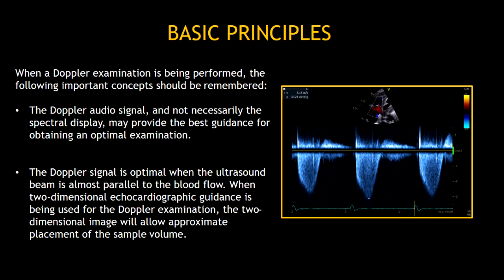When a Doppler examination is being performed, the following important concepts should be remembered. First, the Doppler audio signal may provide the best guidance for obtaining an optimal examination. Second, the Doppler signal is optimal when the ultrasound beam is almost parallel to the blood flow. When 2D echocardiographic guidance is being used for the Doppler examination, the two-dimensional image will allow approximate placement of the sample volume.